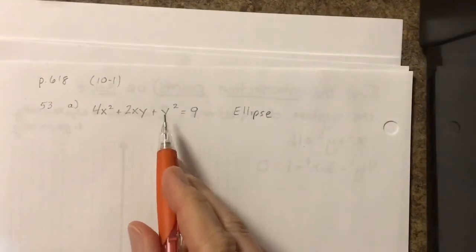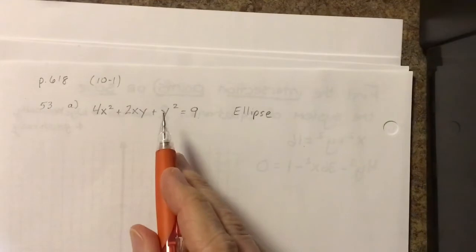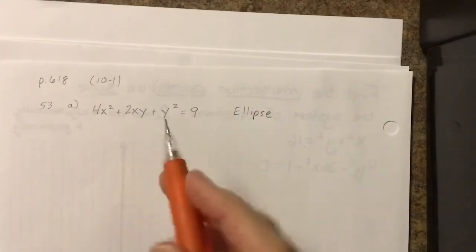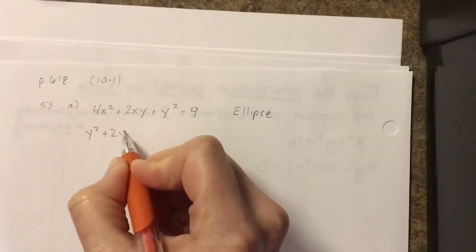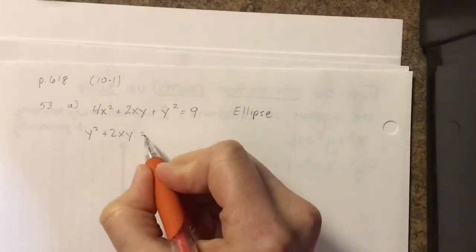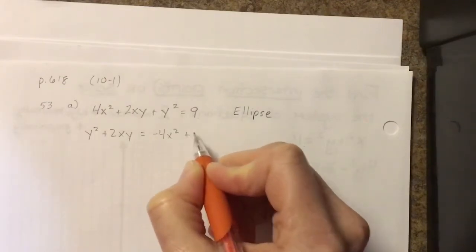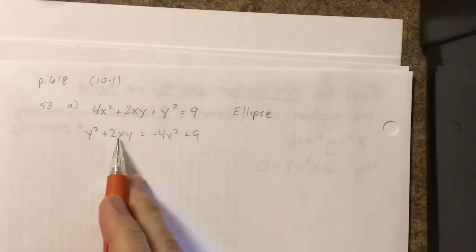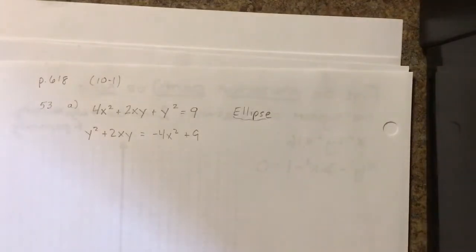Now, how do I graph this? How am I going to actually put this in the calculator? I need to solve for y. How am I going to do that? Well, let's see. I want to get y all by itself. I want my y squared and my 2xy, all right. Then I'm going to subtract 4x squared. I need to get y all by itself. This xy term is going to do something to this ellipse. We shall see.